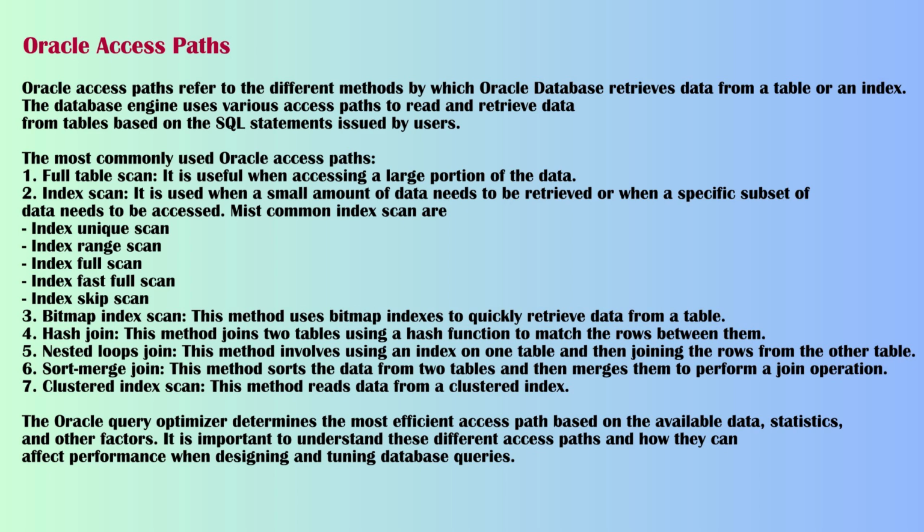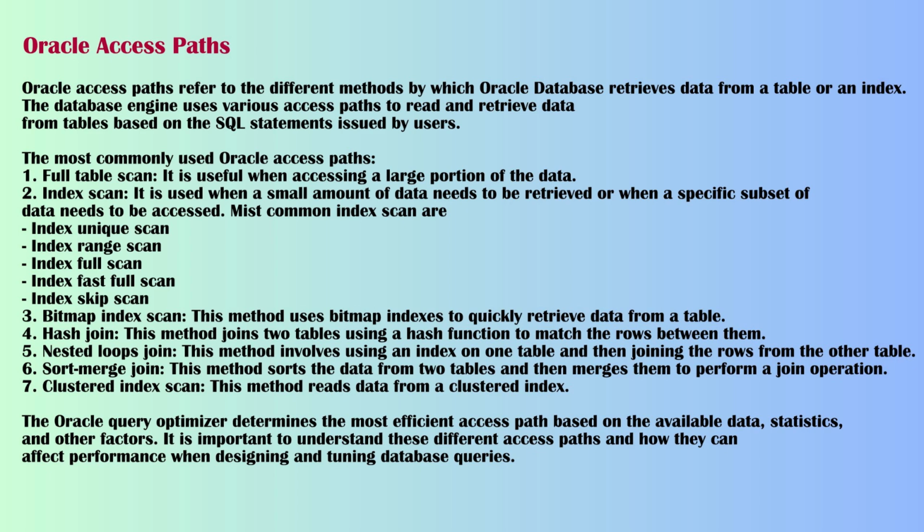1. Full table scan. This method reads all the data from a table and is useful when accessing a large portion of the data. 2. Index scan. This method reads data from an index rather than from the table itself. It is used when a small amount of data needs to be retrieved or when a specific subset of data needs to be accessed. 3. Bitmap index scan. This method uses bitmap indexes to quickly retrieve data from a table.